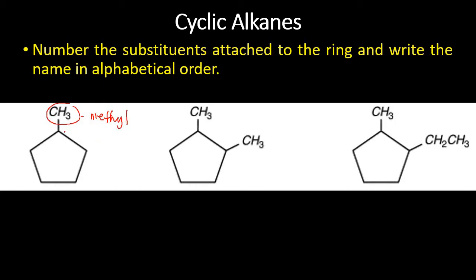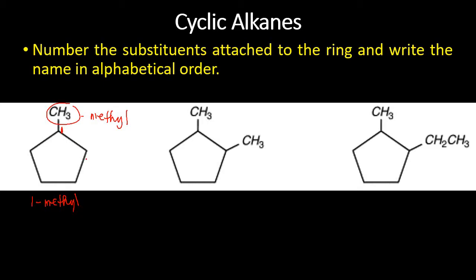So how do we number our ring? If we only have one substituent, automatically this one will receive the lowest number, that is 1. And you can proceed numbering that, but since we don't have other substituents, we don't need to do that. So we can name that one as 1 dash methyl, and then we attach that to our parent chain or parent ring.